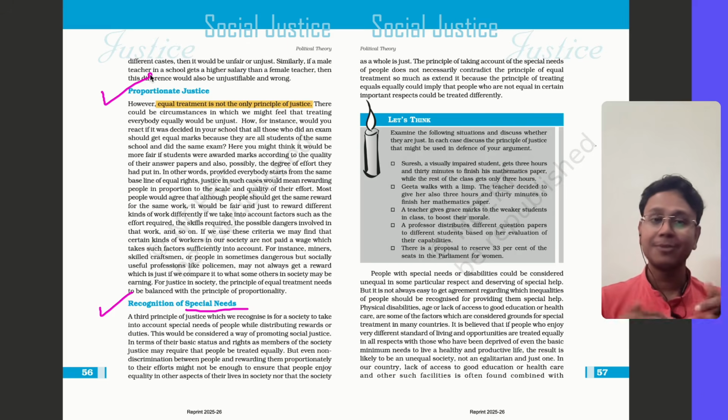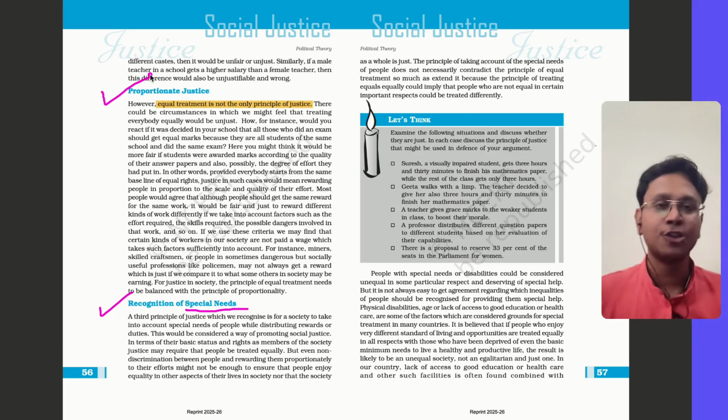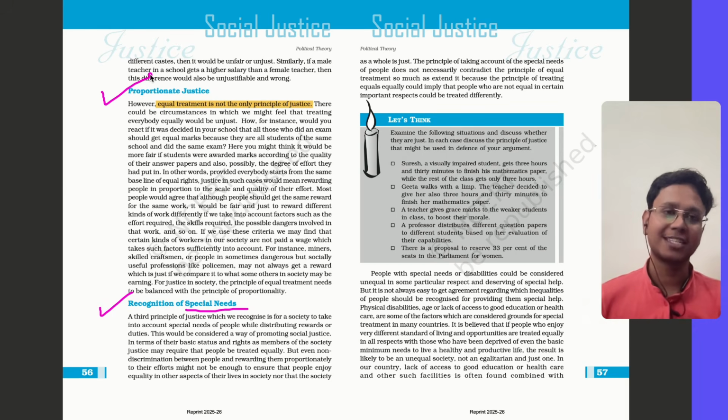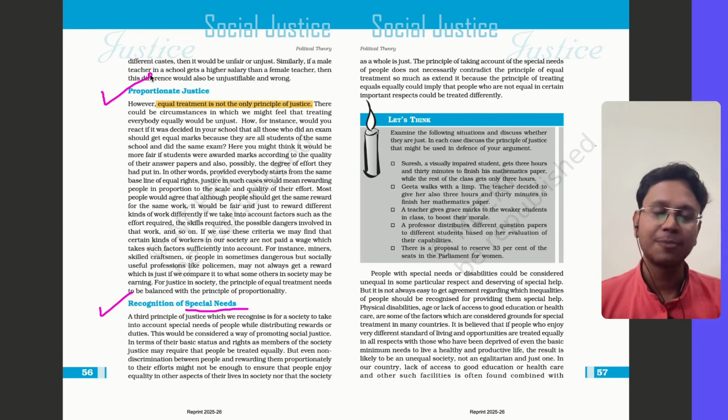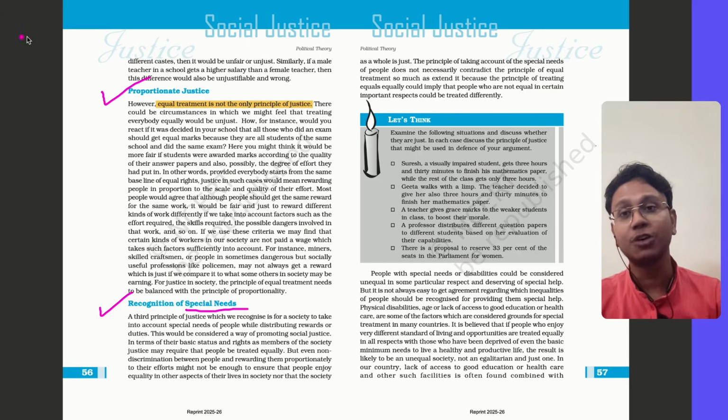So therefore, there are many concepts, many criteria of justice. One very famous criterion of justice, which we generally see, is that no one can be a judge in his own case. Why? Because it violates the principle of equality.